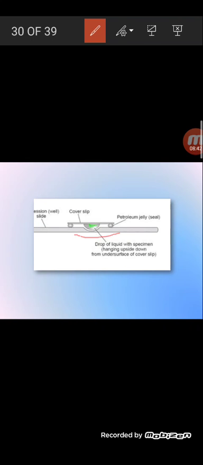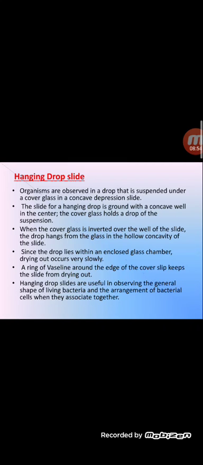So this glass slide has a concave depression at the middle, and the slide for the hanging drop is ground with a concave well in the center, and the cover glass holds a drop of the suspension, which I showed before. When the cover glass is inverted over the well of the slide, a drop hangs from the glass in the hollow concavity of the slide.